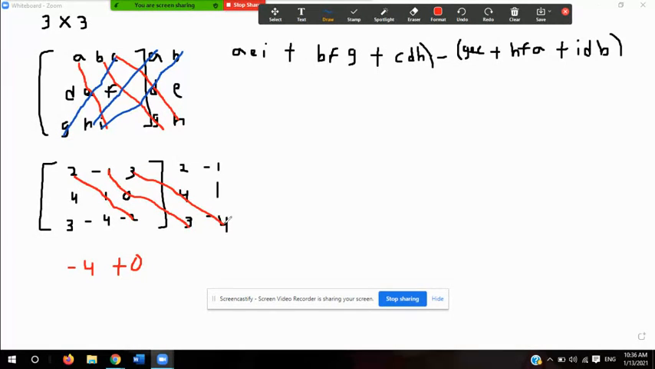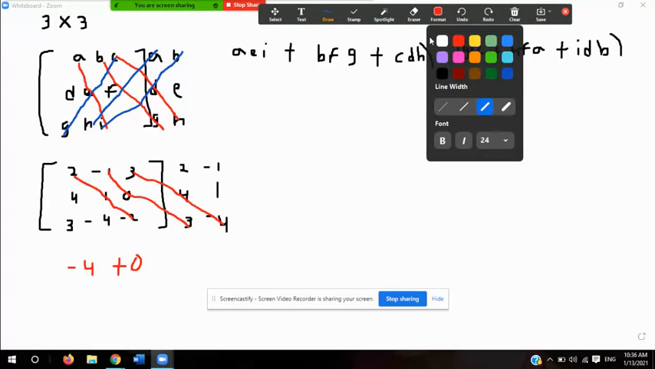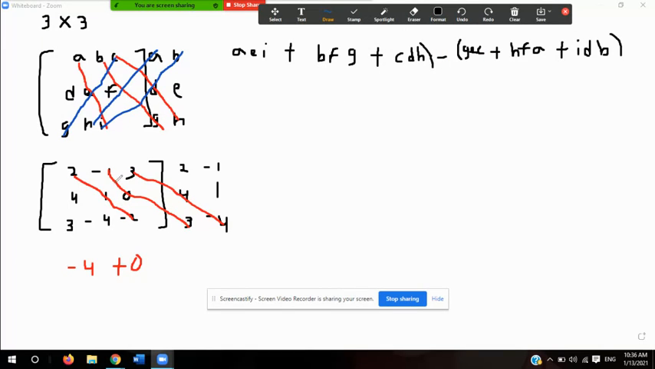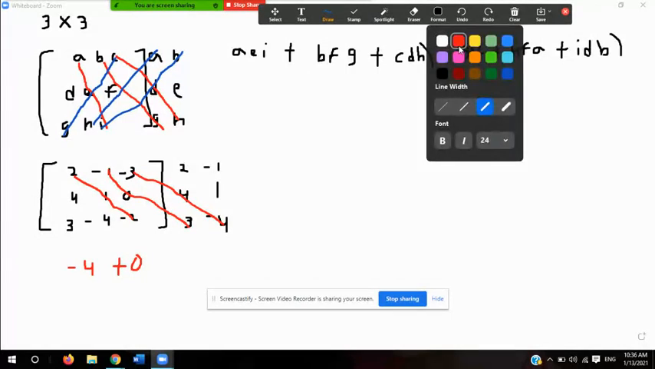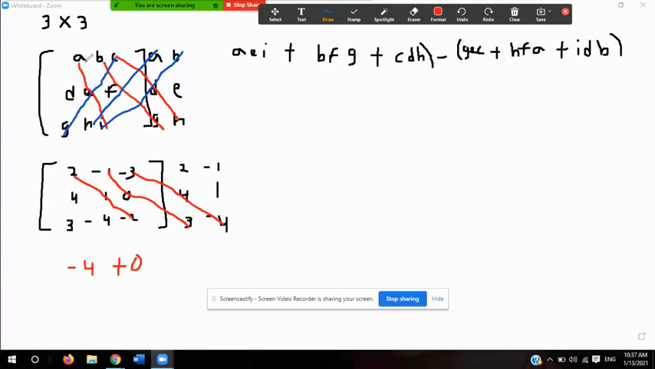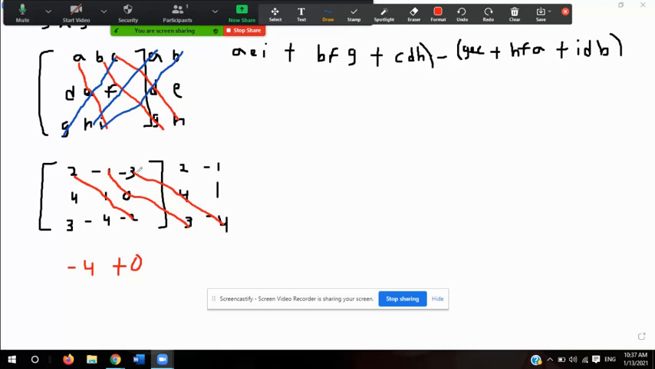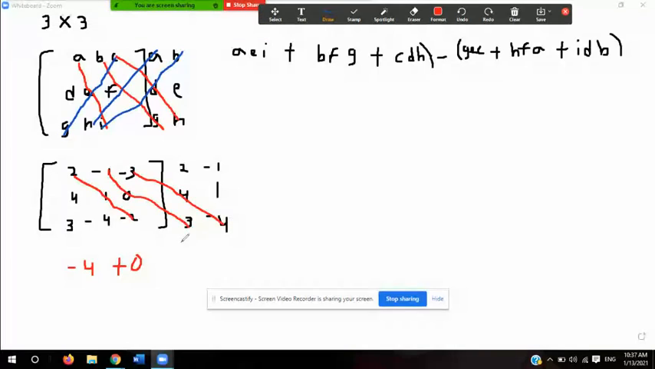Excuse me for a second, ladies and gentlemen. I forgot to write the negative sign down here. Pardon again the mistake. This is a negative 3. Okay, so now we can continue with the process. So again, negative 3 times 4 is negative 12, and negative 12 times negative 4 is 48, so plus 48.